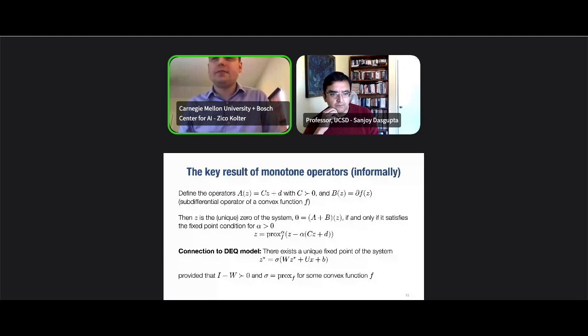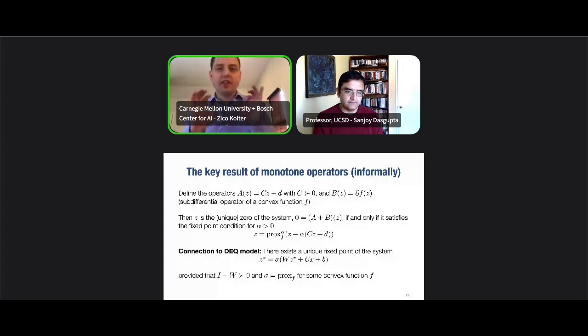Okay, so what's the connection here to DEQ models? The connection is that we can, in a similar way, give a sufficient condition for there to be a unique fixed point of this system, z star equals W z star plus, because that looks very much like the fixed point of a prox operator. With some very simple manipulation, you can show that, because you have the z minus alpha times C, it ends up being an I minus W term that corresponds to your linear system. If I minus W is strictly positive definite, and your nonlinearity you choose is the prox operator for some convex function f, in these settings you do guarantee that there exists a unique fixed point of this system.